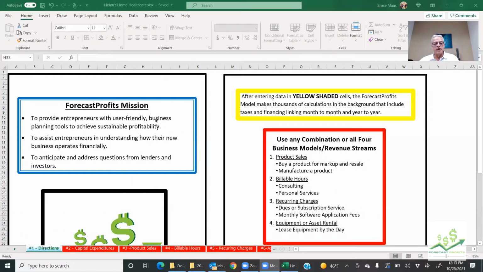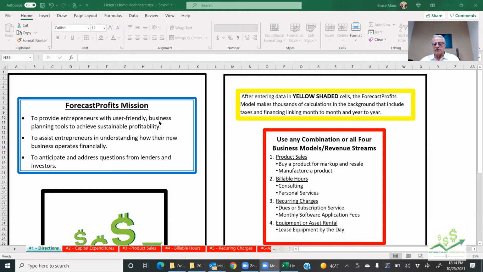Our mission was to create a user-friendly business tool so that you can operate it. You don't have to be a CPA or have been a business major to understand how to create sophisticated financial forecasted statements. We want to assist you in understanding how your business operates financially and be able to anticipate tough questions from lenders and investors.